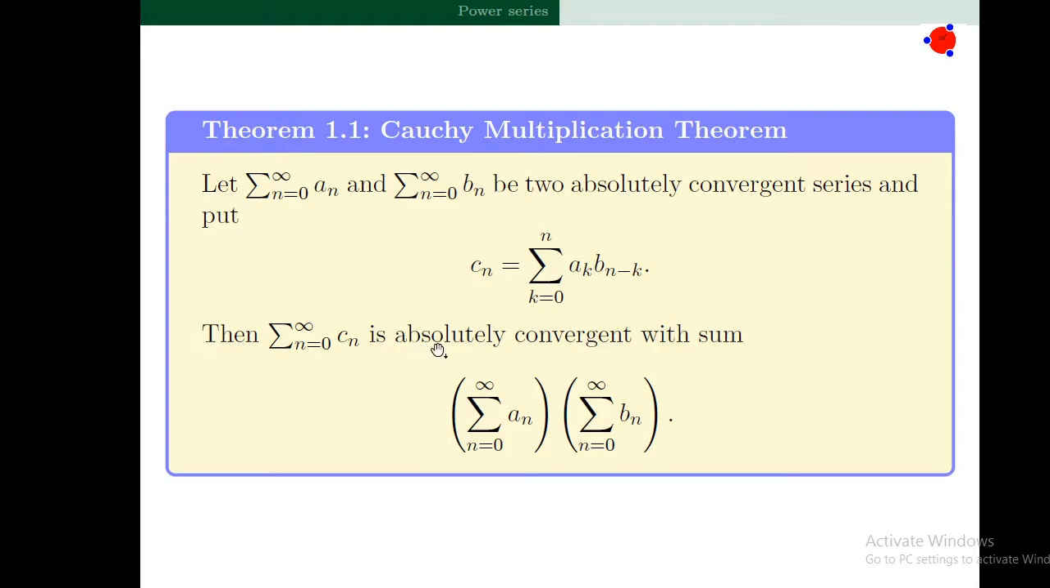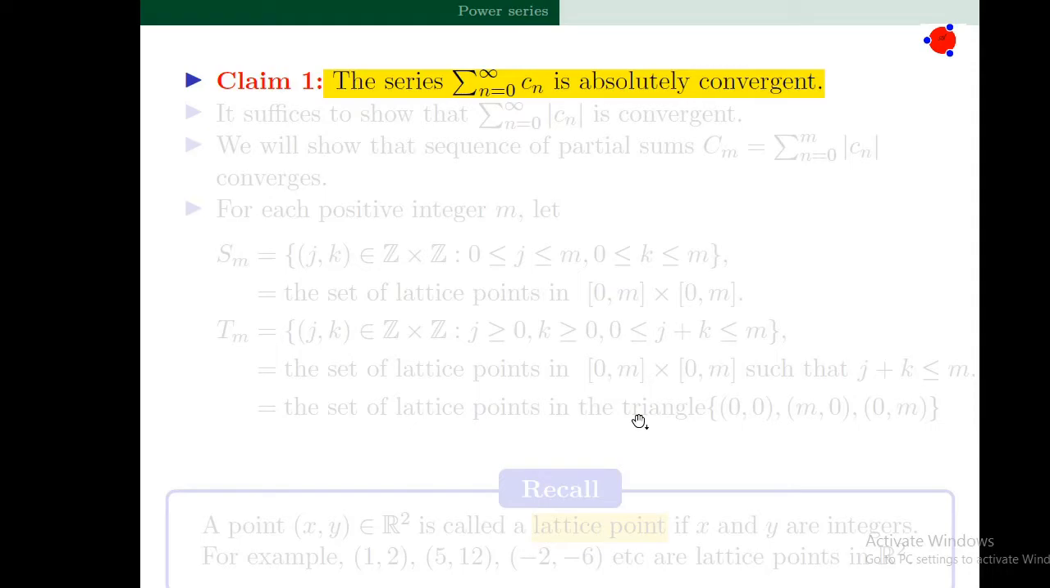Moreover, this series converges to summation n is equal to 0 to infinity an into summation n is equal to 0 to infinity bn. Let us go to the proof of this theorem. First we prove that the series is absolutely convergent. To prove that the series is absolutely convergent, it suffices to show that the series sigma n is equal to 0 to infinity modulus of Cn is convergent.